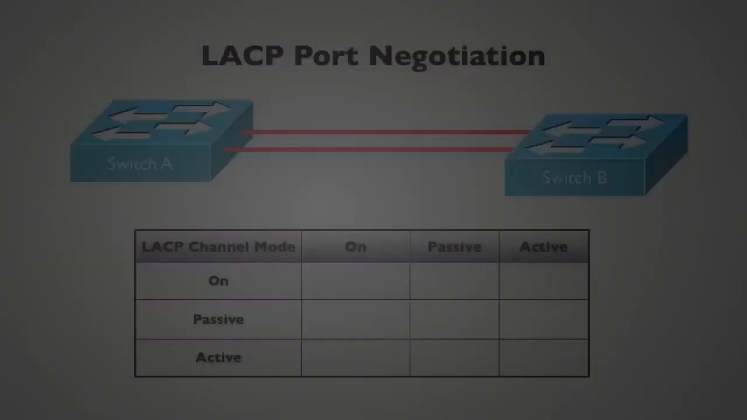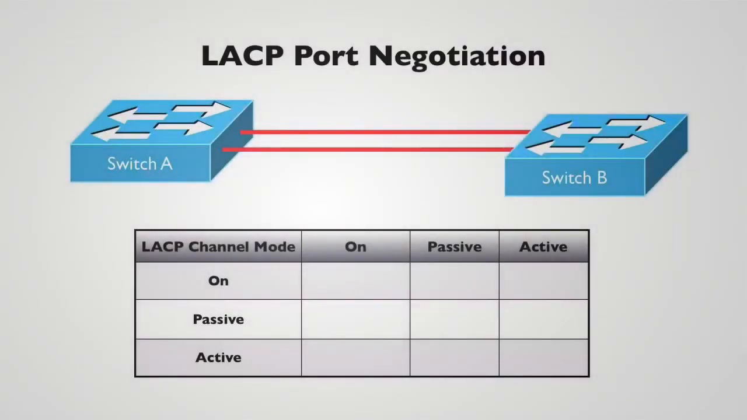This is very similar to how LACP works. The modes are slightly different. We have on and passive and active. Passive is a lot like the auto mode for PAgP, and active is a lot like the desirable mode for PAgP. And on is similar to the on mode for PAgP. If both sides are set to on, yes, a channel will be formed because we're just telling both sides to be a channel. They're not negotiating with LACP frames at all.